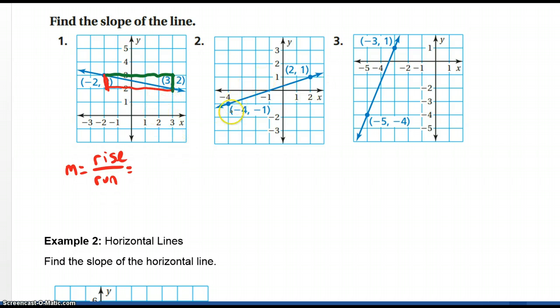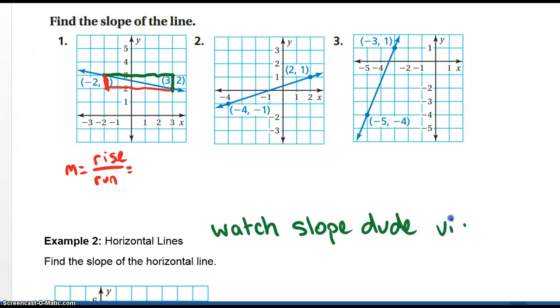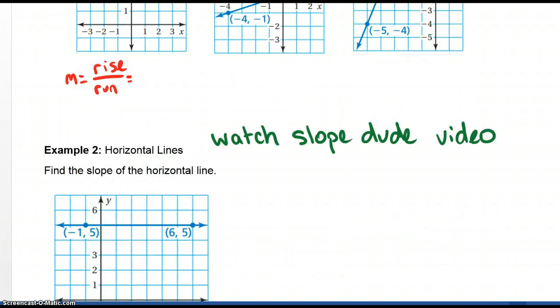So we'll expect to see your slope triangles either above or below the line. Don't forget, if your line falls from left to right, to add the negative in. And then, after you finish these 3, or you can pause and do it right now, I want you to go back to the Weebly website, watch the slope dude video. And he will tell you about the slopes of these next two.